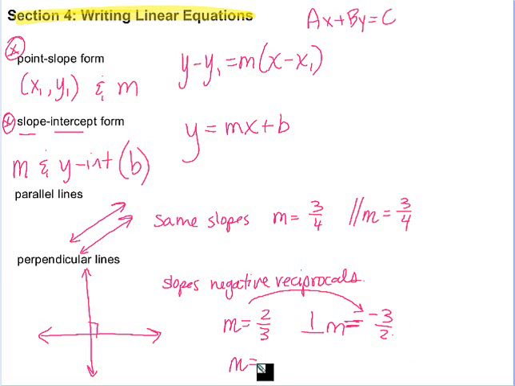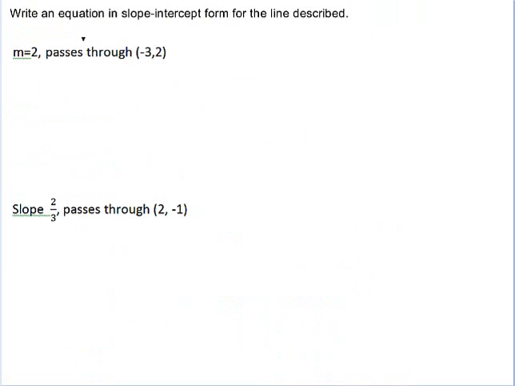Similarly, if we started off with a negative slope, say negative 4/5, the perpendicular slope then would have to be a positive 5/4. Okay? So now we're going to put this into action. We're going to start off by writing an equation in slope-intercept form for the line described. So here, m equals 2, and we pass through the point negative 3, 2.